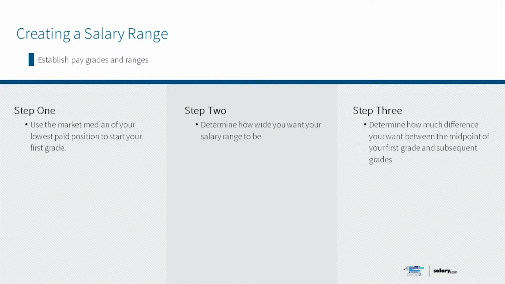Start by taking the lowest paying job in your organization, and this becomes your first grade level. So let's pretend, for purposes of this example, that the accounting clerk 1 is the lowest level. Your initial salary range will start with a midpoint, which is $37,800, the market median for that role.